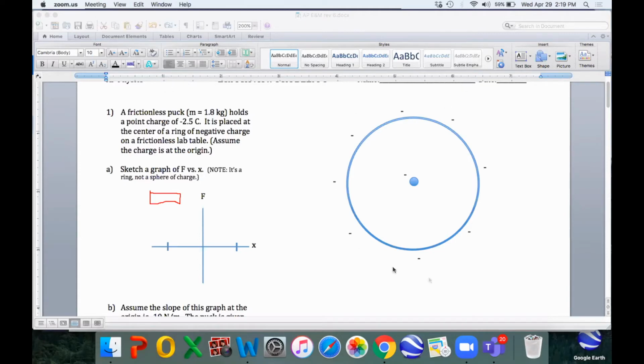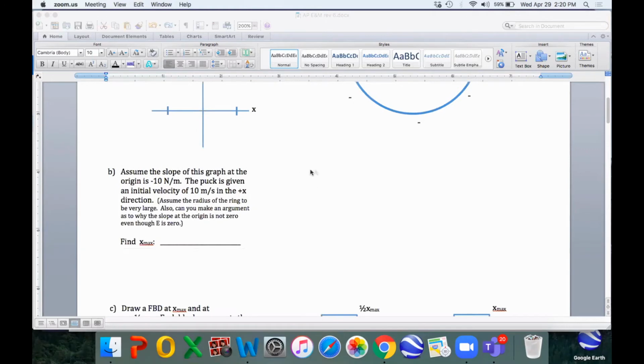If I say the ring is really large, we're not going to worry about getting close to here. That means this slope is going to be constant, okay? That's what we're working on. So if we do that, can you make an assumption here about how to figure out how far x goes? It shouldn't be too hard now. Energy is equal to 1/2 kx squared. Yeah, I would say the energy initial equals energy final.